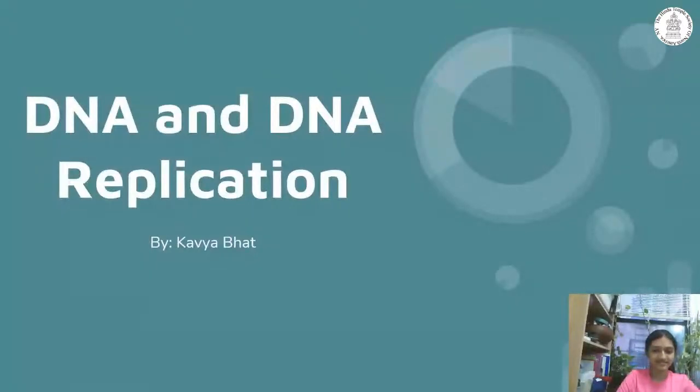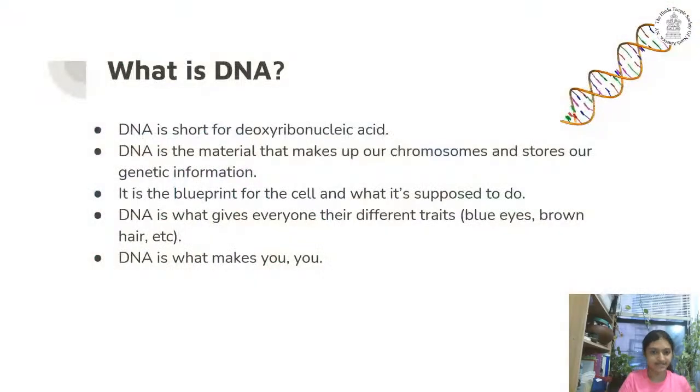DNA and DNA application. What is DNA? DNA is short for deoxyribonucleic acid. DNA is the material that makes up our chromosomes and stores our genetic information. It is a blueprint for the cell and what it's supposed to do. DNA is what gives everyone their different traits: blue eyes, brown hair, etc. DNA is what makes you, you.